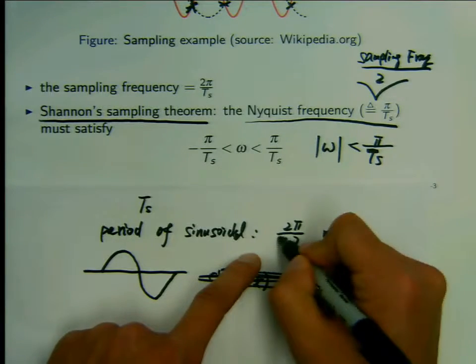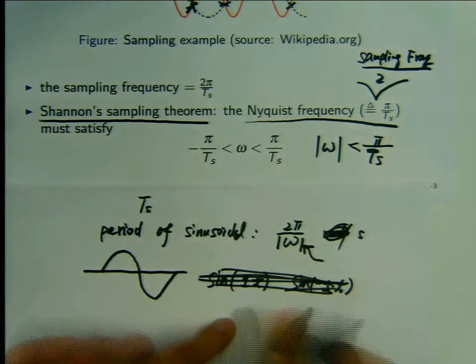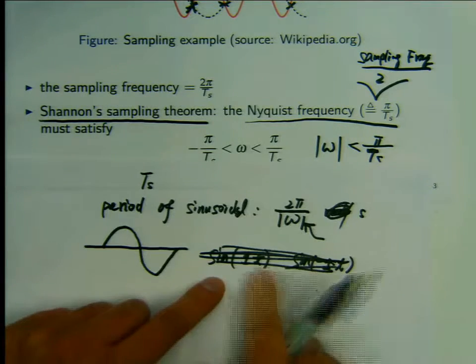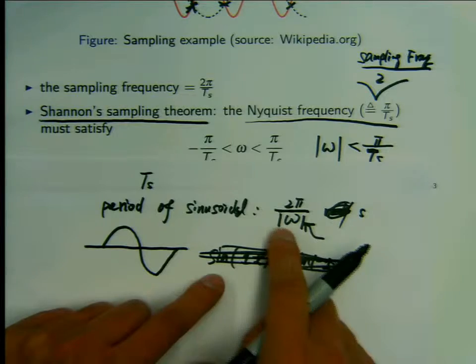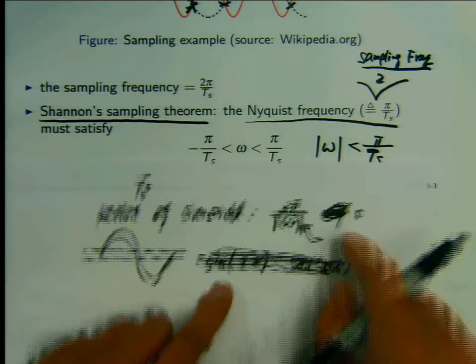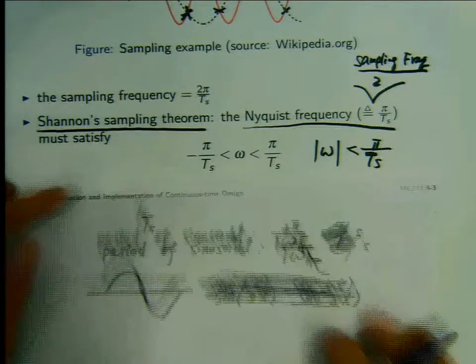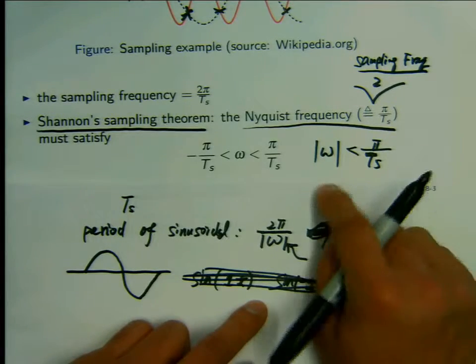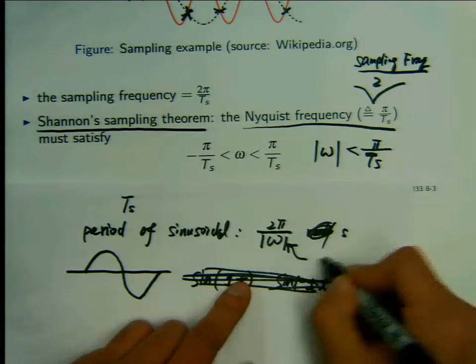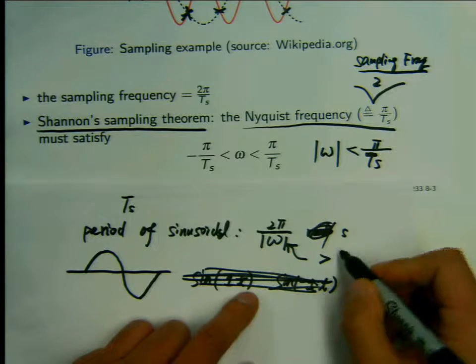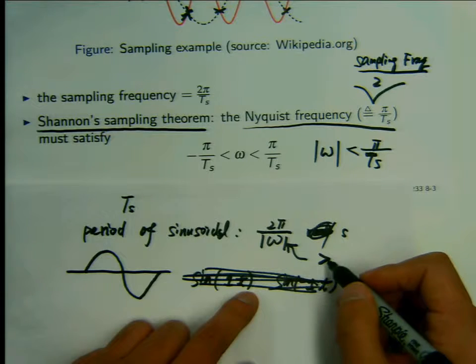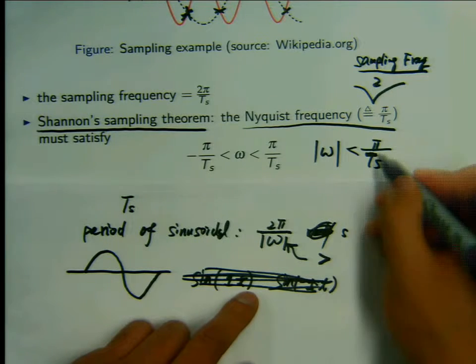For the general case, let me use the absolute value because of the logic I have just said. It makes much more sense to have a positive period instead of a negative period. So I'm going to use the absolute value. If Shannon's sampling theorem holds, this period is going to be positive. Someone tell me, larger than what? What number? From here.